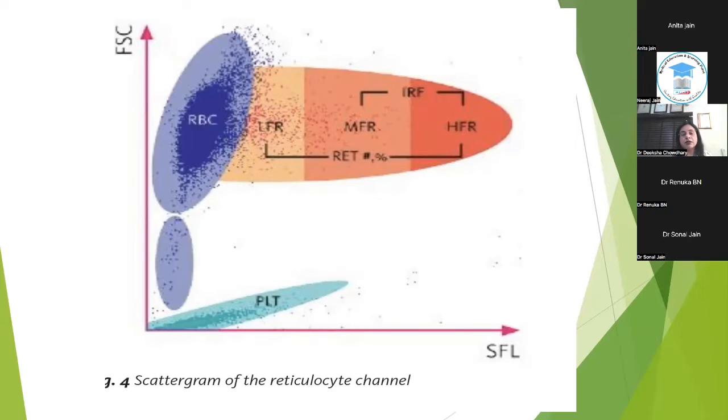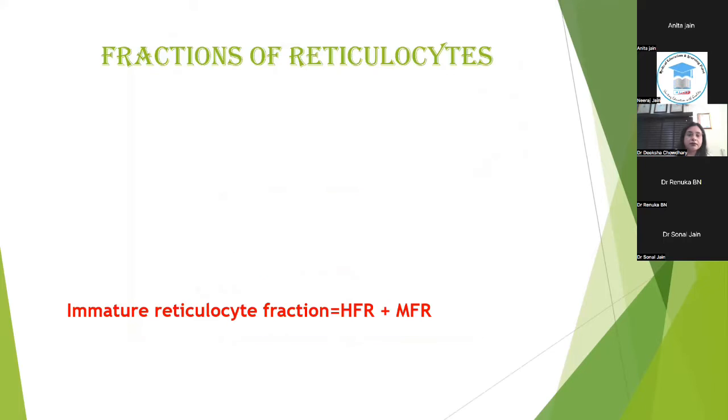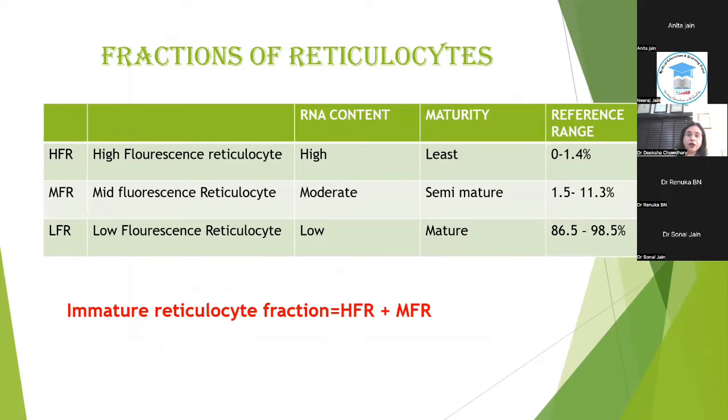Depending on this, the reticulocyte region is divided into three parts: the low fluorescence region (LFR), the mid fluorescence region, and the high fluorescence region. The mid fluorescence and high fluorescence regions make up the immature reticulocyte fraction. The HFR, or high fluorescence region, has the highest amount of RNA and the least mature cells, and they constitute only about 0 to 1.4% of the total reticulocytes.